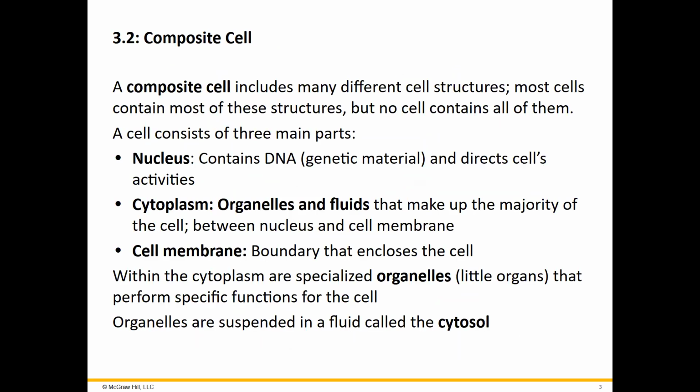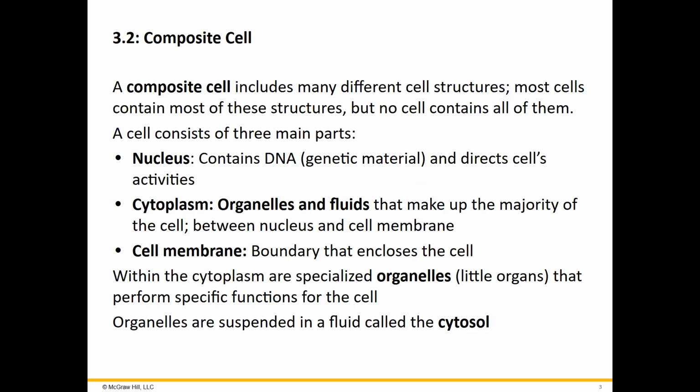A composite cell is simply any cell that has different specialized structures within it. So by having organelles, you are a composite cell. All composite cells have different structures, but not every composite cell has the same different structures.